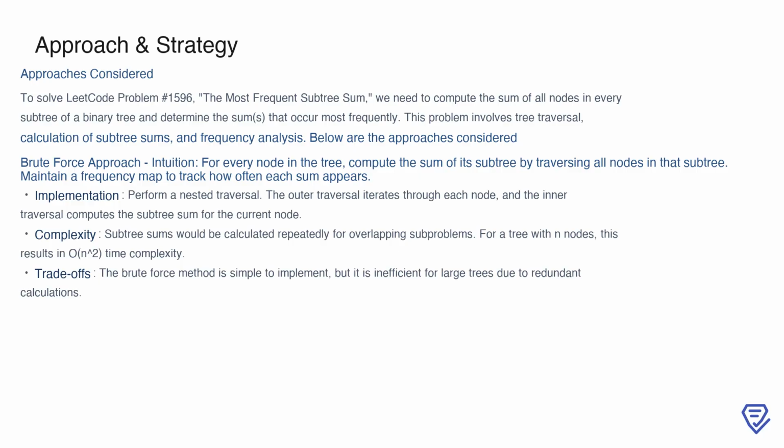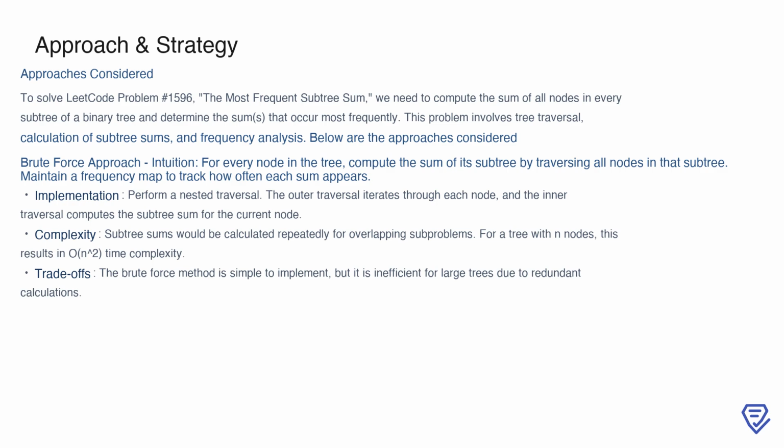To solve the problem of finding the most frequent subtree sum in a binary tree, we start by understanding the key tasks involved: computing the sum of all nodes in every subtree, and then identifying which of these sums occurs most frequently. One approach we considered is the brute force method. The intuition behind this is straightforward. At each node in the tree, we calculate the sum of all nodes in its subtree by traversing the subtree entirely. To keep track of how many times each sum appears, we maintain a frequency map.